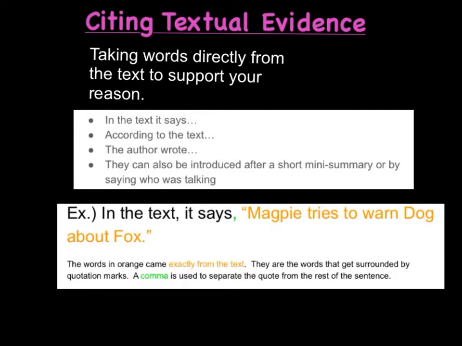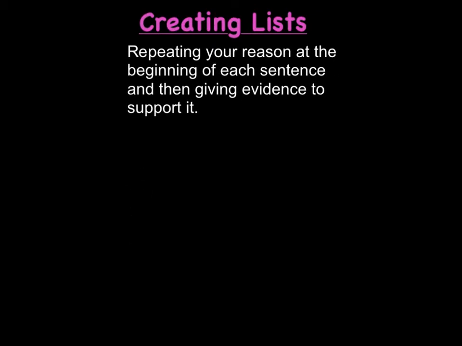Keep in mind that when you are citing words directly from a text, you do need to make sure you're copying them down correctly and that you're writing them just as the author has written them. Our last way we learn to collect evidence is by creating lists. So when you're creating lists, what you're really doing is repeating your reason at the beginning of each sentence and then giving evidence to support it.